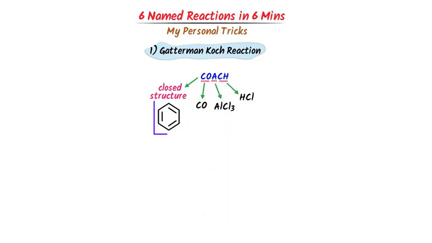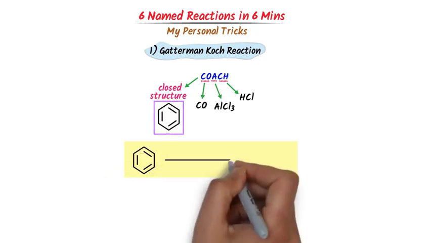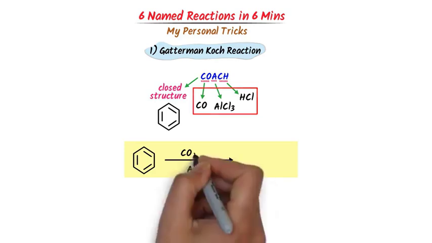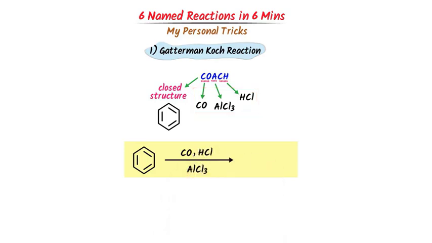Now I take this benzene structure and write it here. I take these 3 compounds and write them here: carbon monoxide, aluminium chloride and HCl. What about the product? Well, at the left hand side, there is a benzene ring, so at the right hand side, there will be a benzene ring.